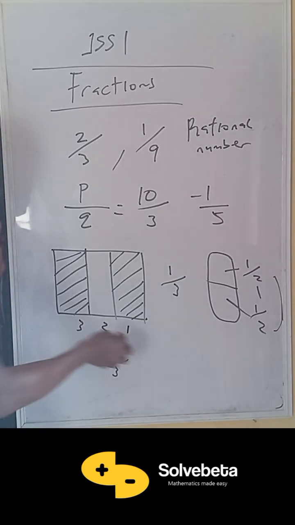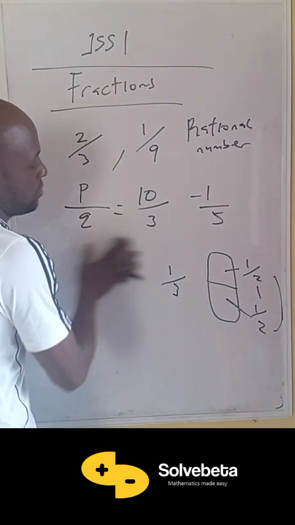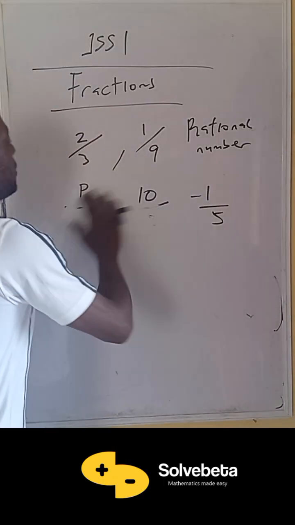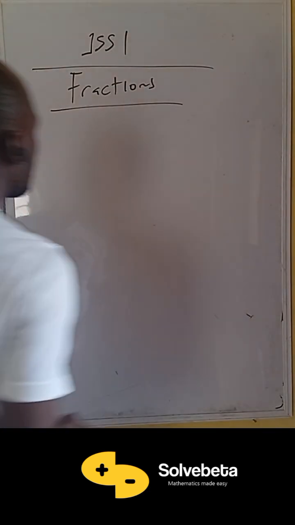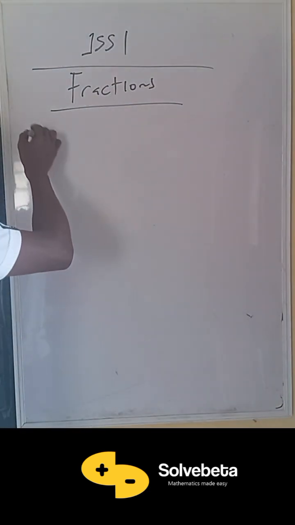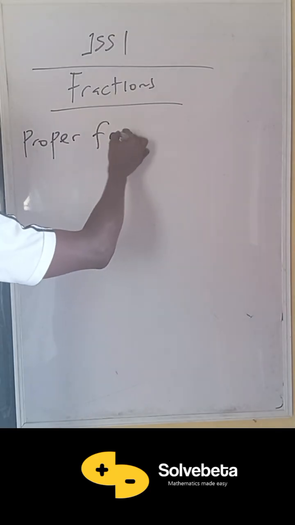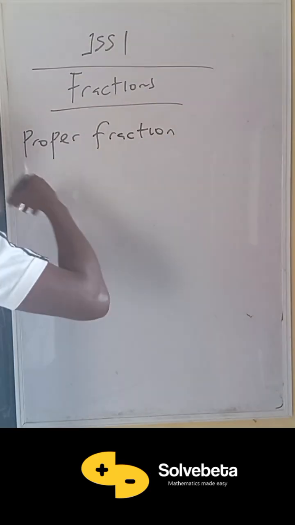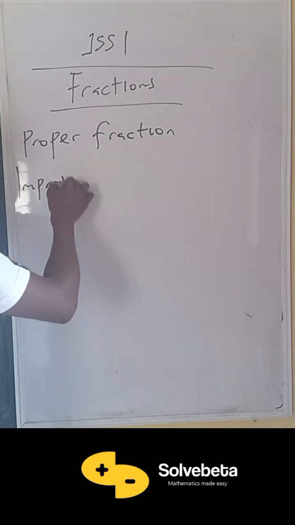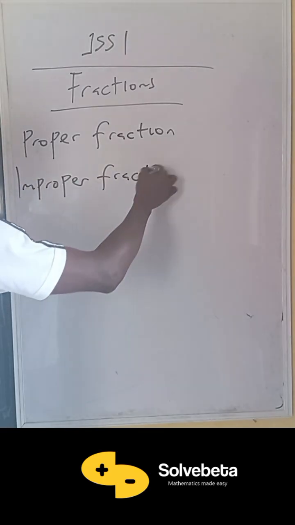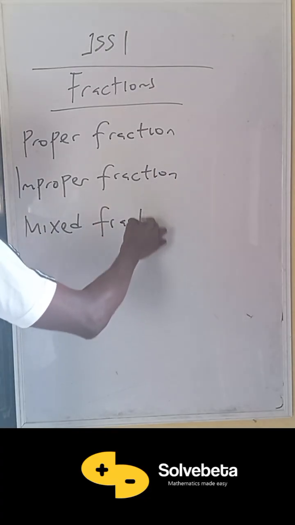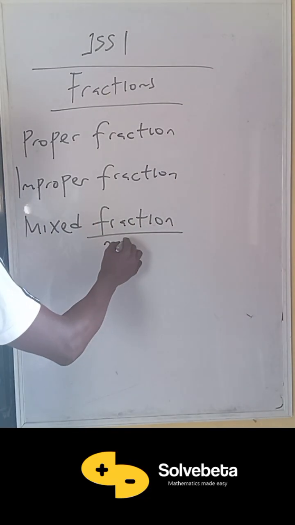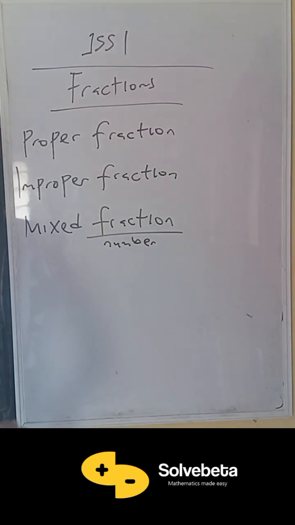Now, there are 3 types of fractions. You have your proper fraction, improper fraction, then your mixed fraction, or what is called mixed number. So what is a proper fraction?